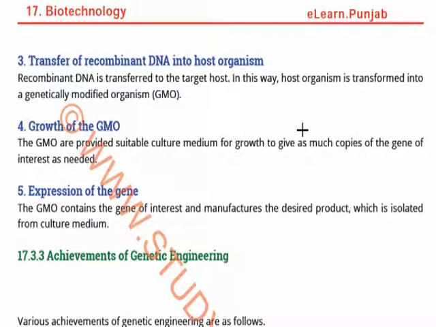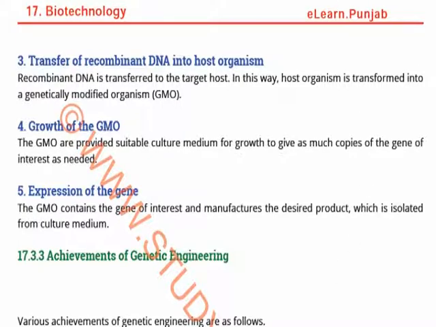Okay, so expression of the gene. Now the expression of the gene is seen. It contains the gene of interest and manufactures the desired product, which is isolated from the culture medium. So in case of the different companies, they have very big tanks, and from there the desired product is collected.